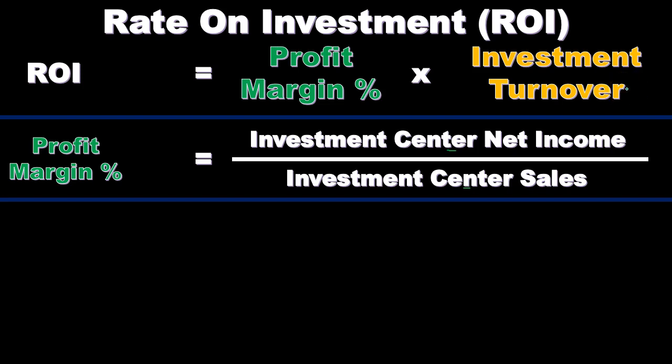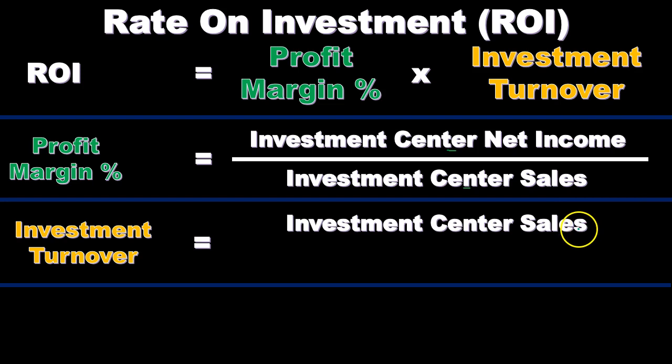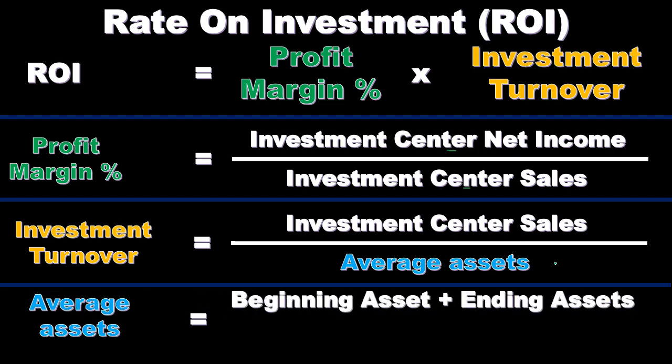The next thing, of course, we're going to need is to know what the investment turnover is. The second component of the ROI, the investment turnover, is going to be equal to the investment center sales. Again, we're talking about an investment center, so it's going to be the sales or the revenue, the top line item. And then we're going to divide that by the average assets. What does that mean? Can I just get that from the financial statement somewhere? When you see an average of a balance sheet account, a lot of times what's going to happen is we're going to take the beginning assets, take the ending assets, and then divide it by 2.